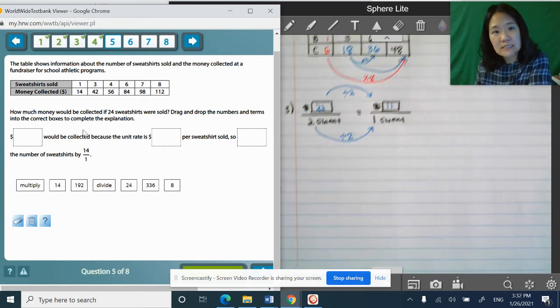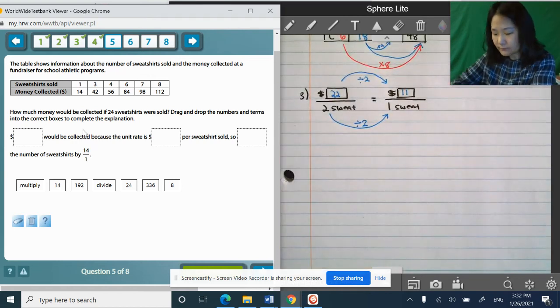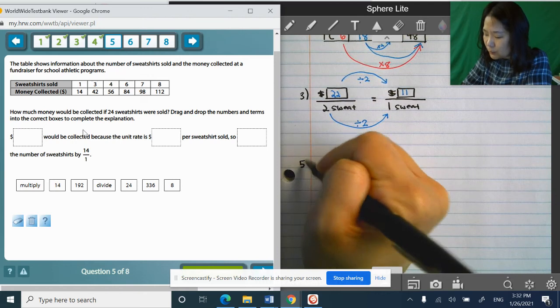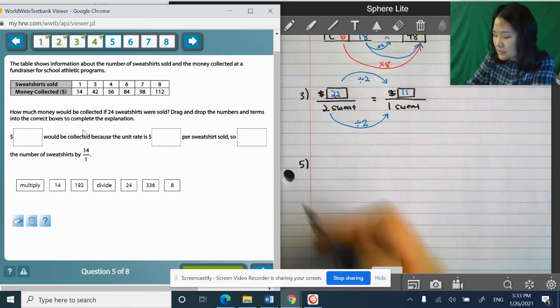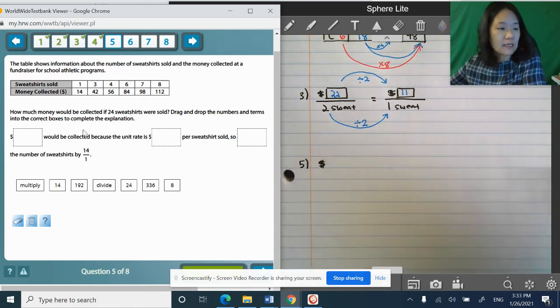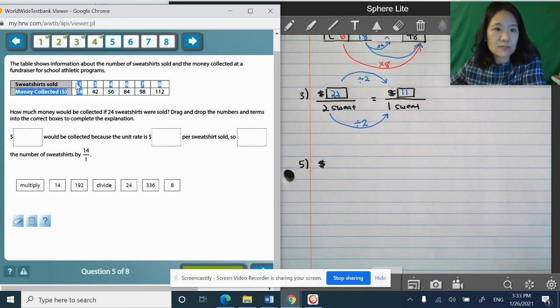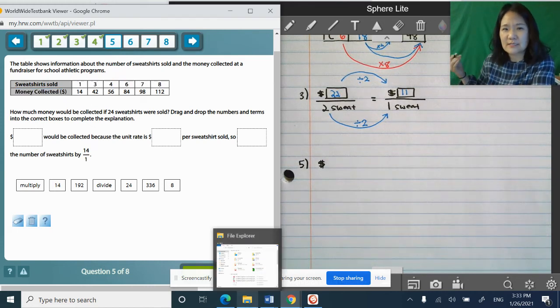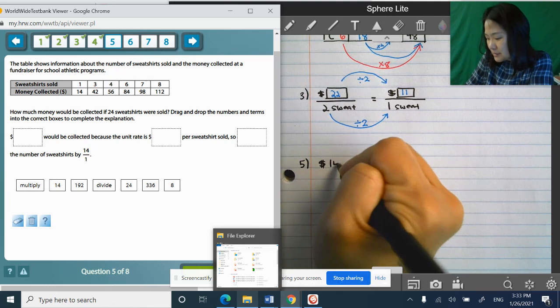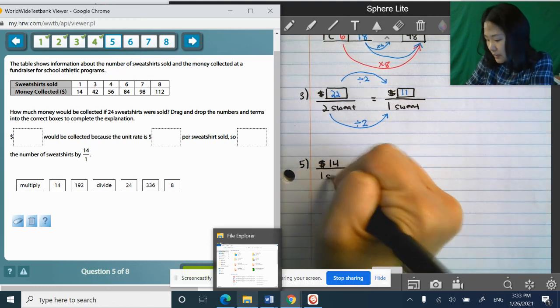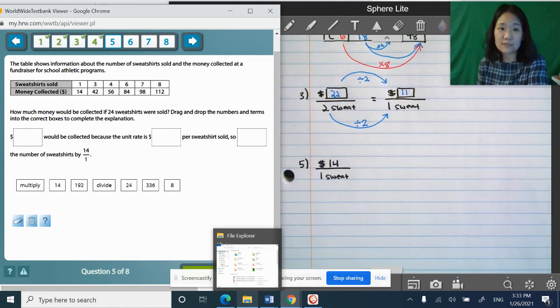Okay, so this is number five. I'm going to use equivalent rates, okay? So what I'm going to do is use the unit rate, which is $14 for one sweatshirt, this one right here. I'm going to put money on top just because I like to do that. You know, for rates, you should always put money on top, even though the table says otherwise. So I know that it's $14 for one sweatshirt. Here's my unit rate. Now, what are they asking for?